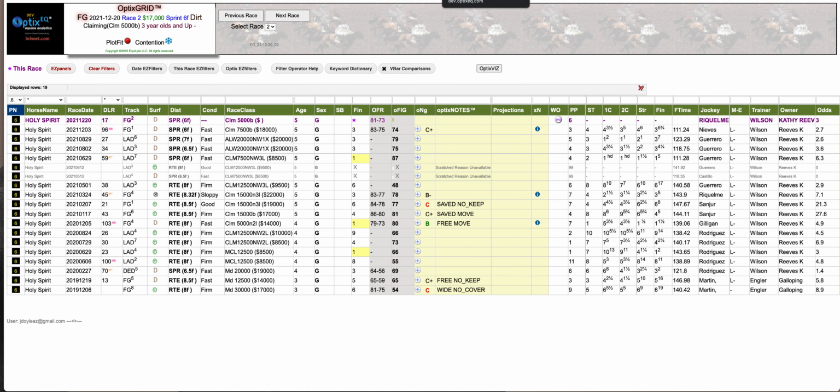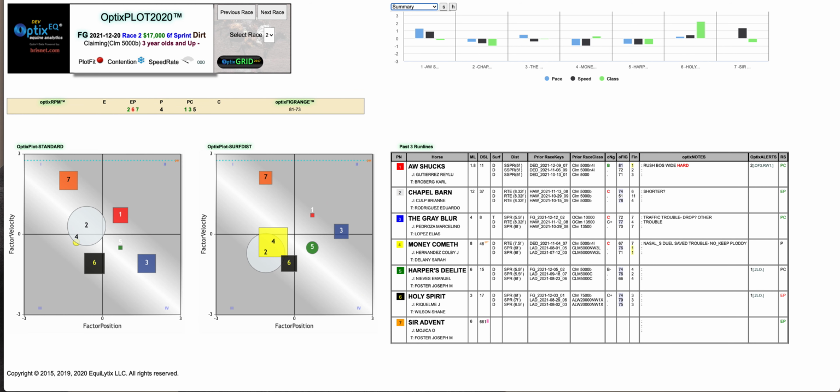If you go back to the plot, talked about this before. His run style doesn't really match up. He's an EP, likes to be close, and looks like, I don't know. This race is a little muddled, so I wouldn't go on it.